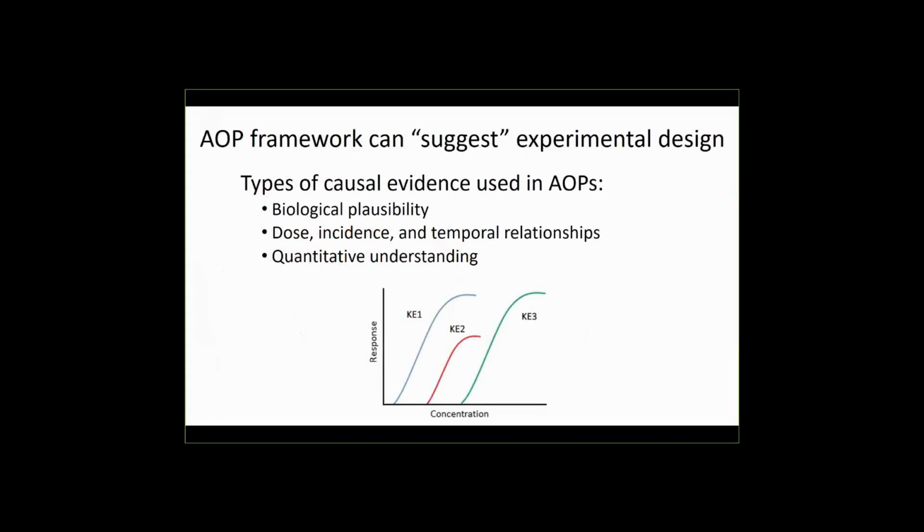And in addition to identifying these data gaps, and again, we're not going to go into too much information about this in this particular webinar, but the AOP framework and the guidance documentation can help suggest what types of experiments can be used to strengthen these weak gaps. There's different types of causal evidence that are particularly useful for supporting AOPs. For example, and I'm not going to get into too much detail about this, but there's types of evidence called biological plausibility, or dose, incidence, and temporal relationships, and evidence that supports the quantitative understanding of the key event relationships.